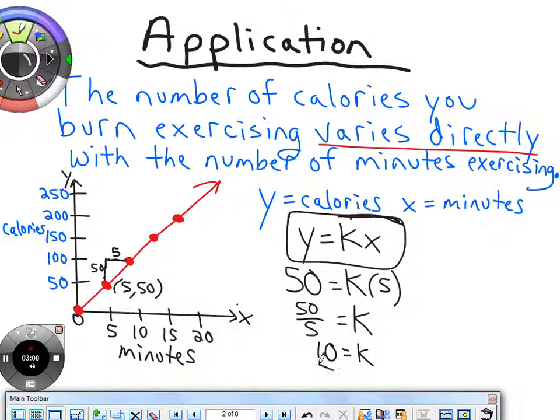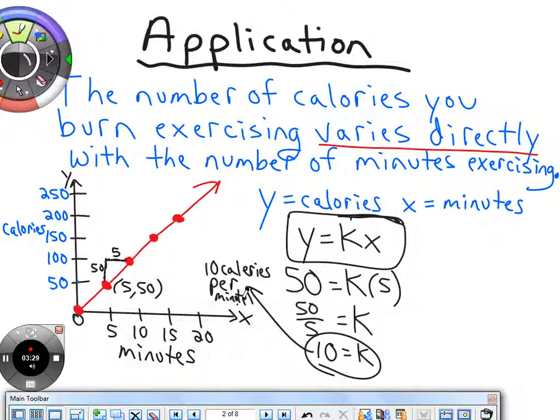Now, the k actually means something in this problem. The k is how many calories you burn, so this is 10 calories that you actually burn per minute. So it's a rate. Remember how the slope is a rate of change? So 10 calories per minute is the rate at which we're burning calories for this particular exercise.